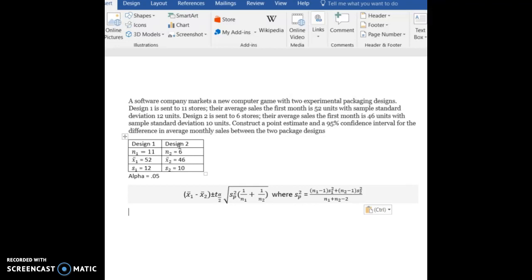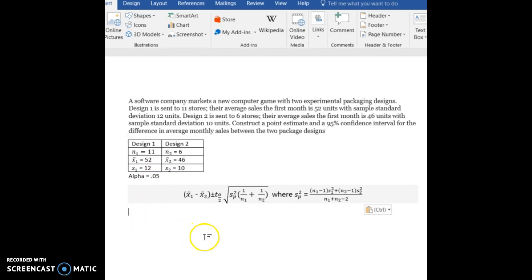A software company markets a new computer game with two experimental packaging designs. Design 1 is sent to 11 stores. Their average sales the first month is 52 units with a sample standard deviation of 12 units. Design 2 is sent to 6 stores. Their average sales the first month is 46 units with sample standard deviation 10 units. Construct a point estimate and a 95% confidence interval for the difference in average monthly sales between the two package designs.